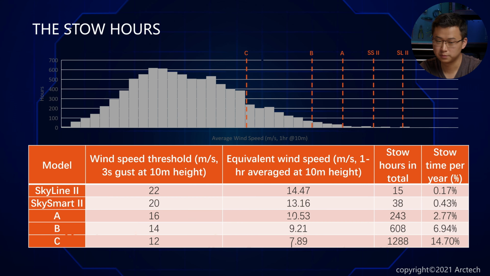But with the higher wind speed, we're down to less than half and less than a quarter for the SkySmart 2 and Skyline 2. So it's almost nothing. It's less than 0.25% per year lost production, or not completely lost, but reduced production due to stowage. That's correct. This only represents the time that they went to stow. That does not necessarily mean they don't produce energy, and some of that time will happen during nighttime, so it won't have any effect.